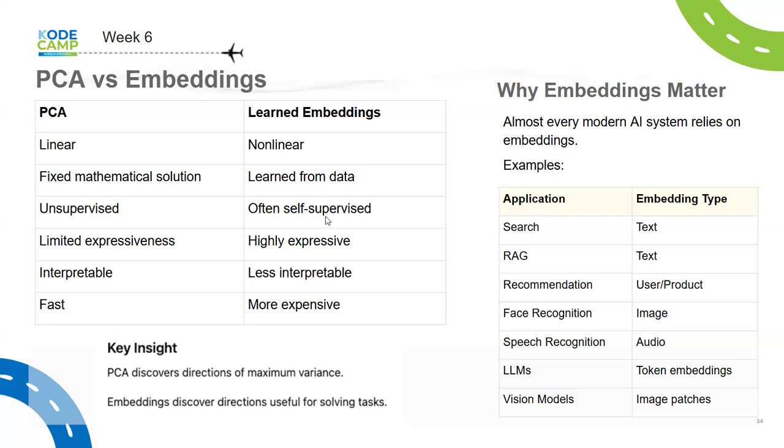Learned embeddings are often self-supervised, if you train models to predict or to generate the same content that you give to them, and they're highly expressive. The dimensions are large. They are less interpretable. Like I said, you will not know what each of those numbers means or what features they are pointing to. And of course, they're more expensive.